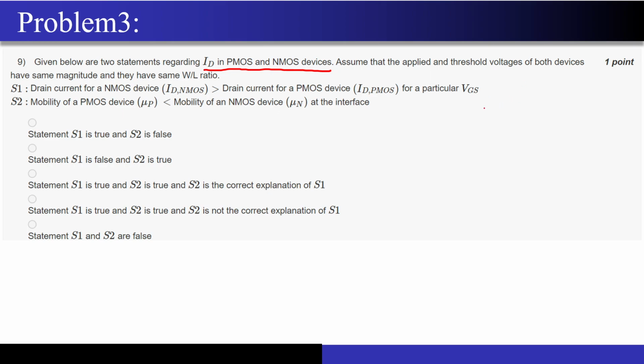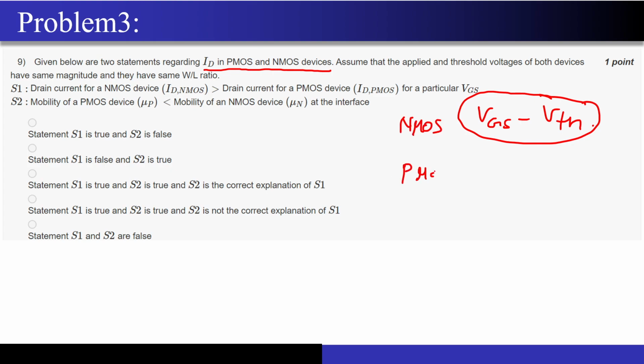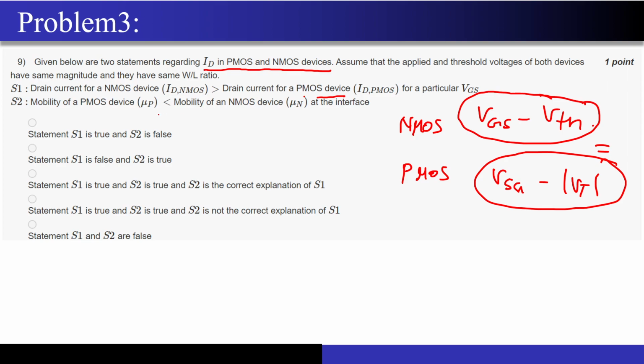What does this mean? There is a term called VGS minus VTH, right? For NMOS, it is VGS minus VTH, and for PMOS, it is VSG minus mod VT, right? Now both these terms are equal. They have given two statements. First, the drain current of the NMOS device is greater than the drain current of the PMOS device. The second is that the mobility of the PMOS device is less than the mobility of the NMOS device.